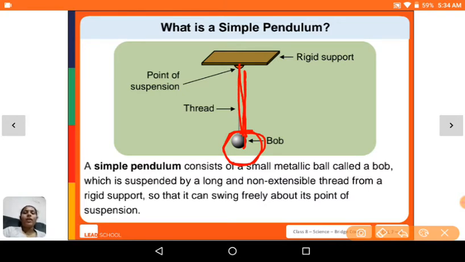So a fixed support so that it can swing freely about its point of suspension. What is point of suspension?